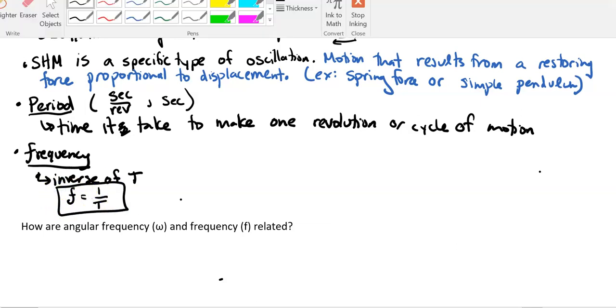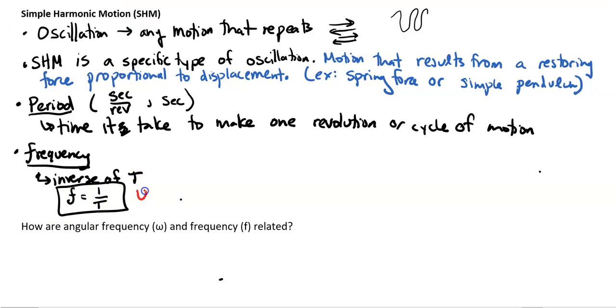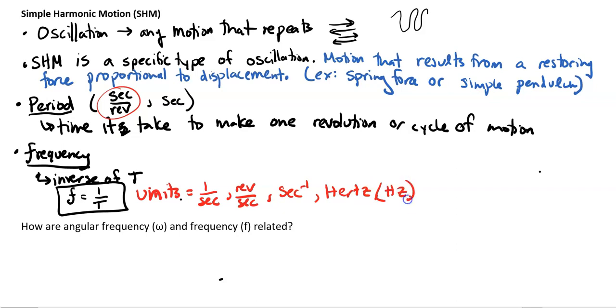So let's think about what possible units are for frequency. If it's 1 over period, it could be 1 over seconds. Or I should say the inverse of period. Period is seconds per revolution, so we could say revolutions per second. Sometimes people won't write the revolutions as I did in the first example. So people might say seconds to the -1 or inverse. Hertz is another one that people will oftentimes use, which is also just abbreviated as Hz.